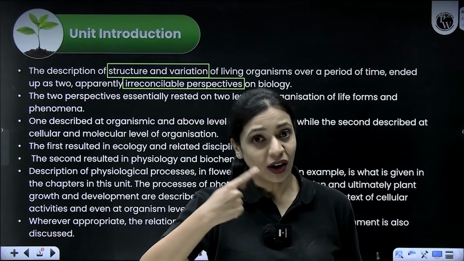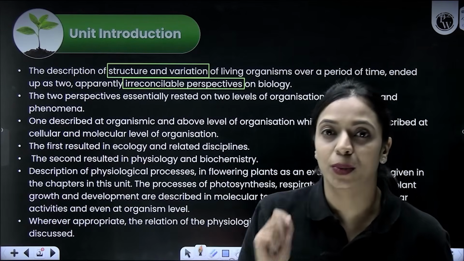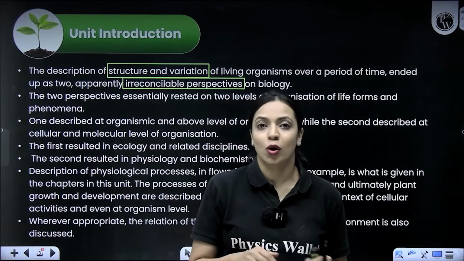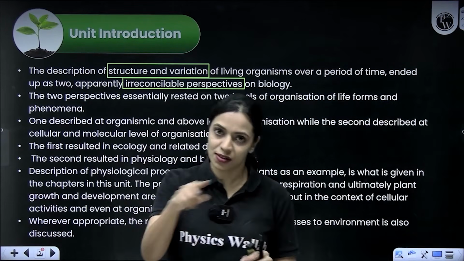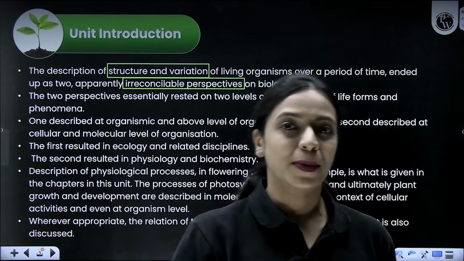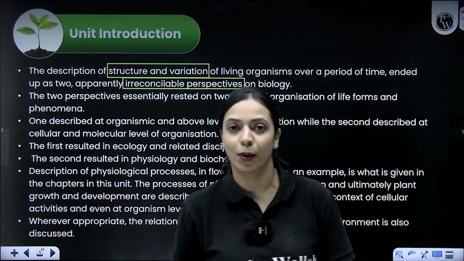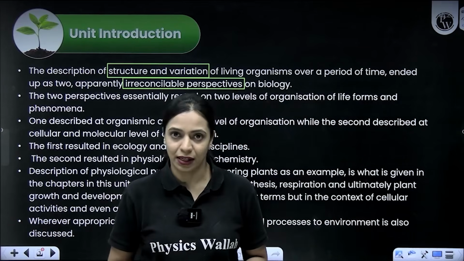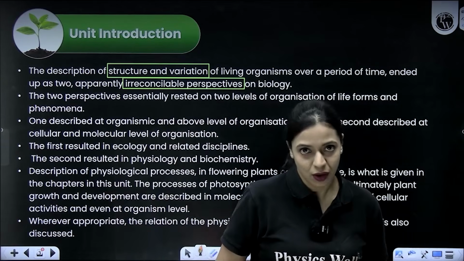Further, beyond the organism level, what do we have? We have what is called a population next. Population is a group of individuals belonging to the same species, occupying a particular area at a particular time. That's what a population is. Next, we have community. Many populations coming together is called a community.